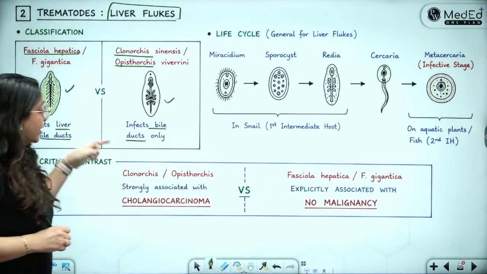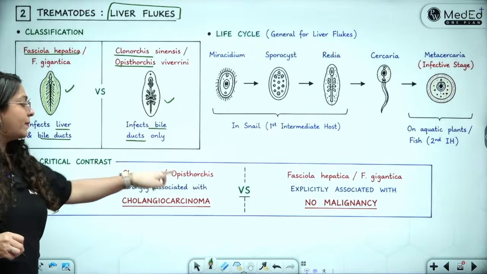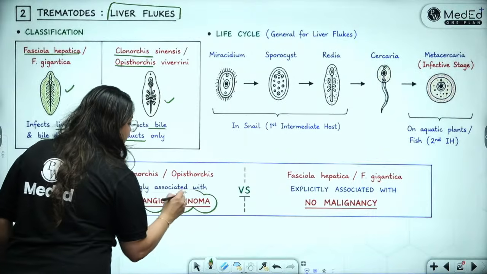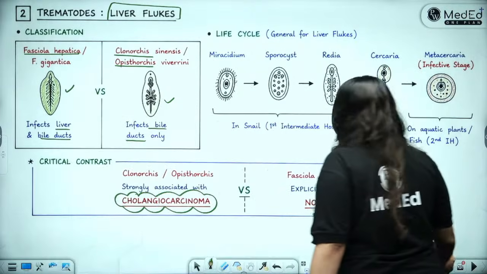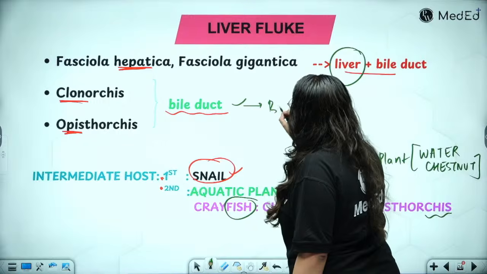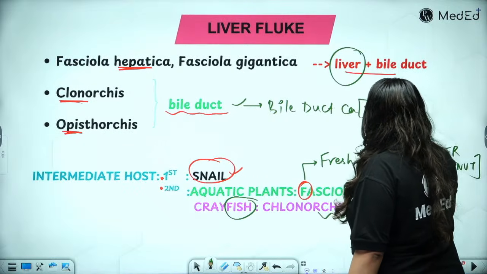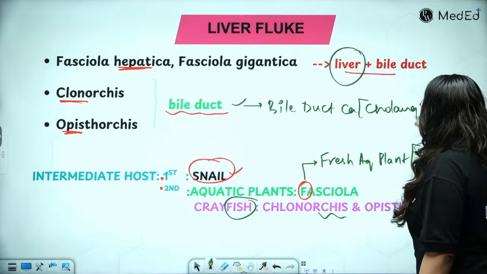Now, Clonorchis and Opisthorchis are strongly associated with cholangiocarcinoma. So, what are they going to cause? They are going to cause bile duct cancers, or cholangiocarcinoma.